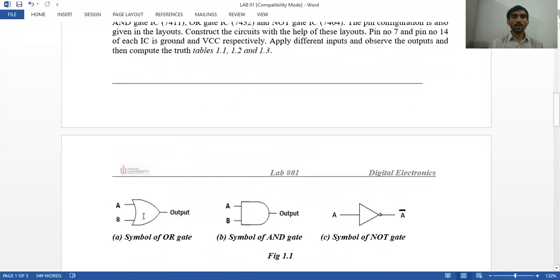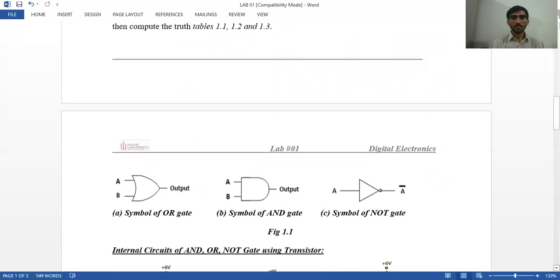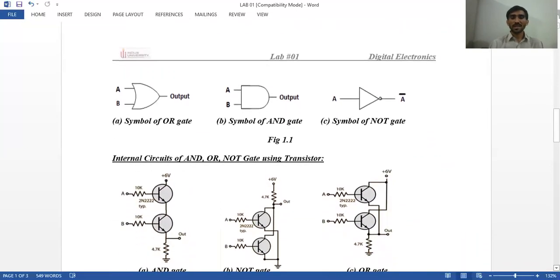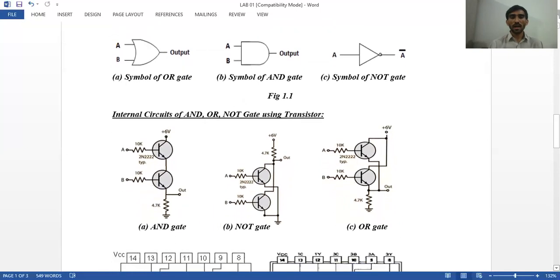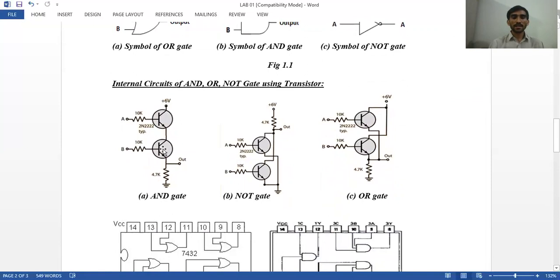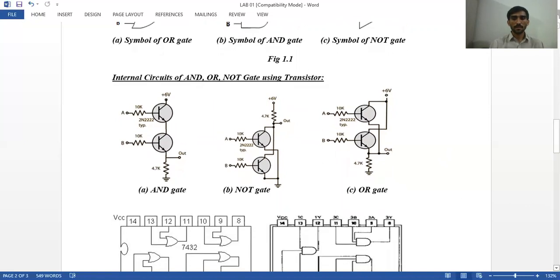This is a sample of the OR gate, this is a sample of the AND gate, this is a sample of the NOT gate. Also, let me tell you about the internal circuit of AND, OR, and NOT gates using transistors. This one is the AND gate using transistor. This one is the NOT gate using transistor. This one is the OR gate using transistor.